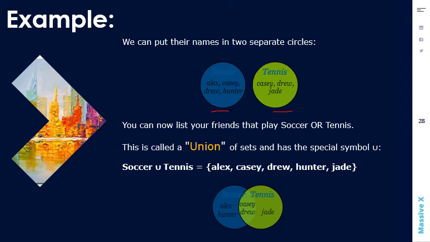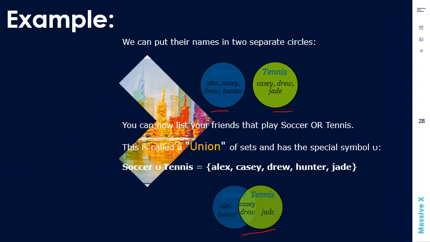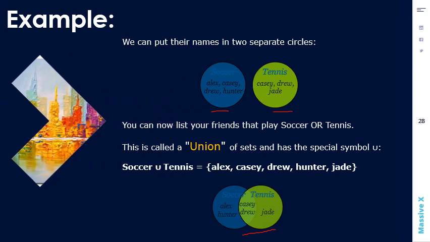You can now list your friends that play soccer or tennis. Kung i-impok naton sila tanan, ang list down sang tanan nga members is your union. List down talaga tanan nga elements: Alex, Cassie, Drew, Hunter, and Jade. Kag list down mo sila tanan, that is your union.